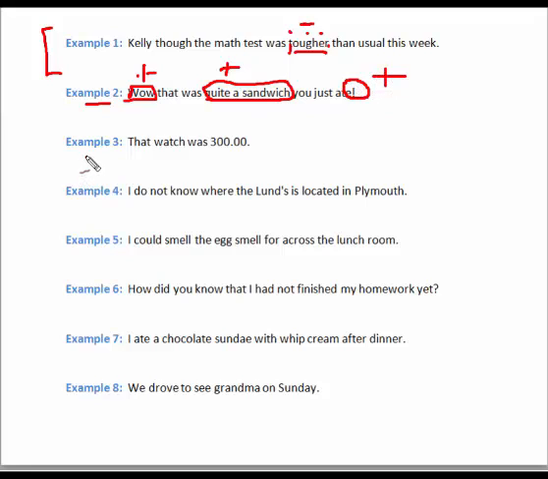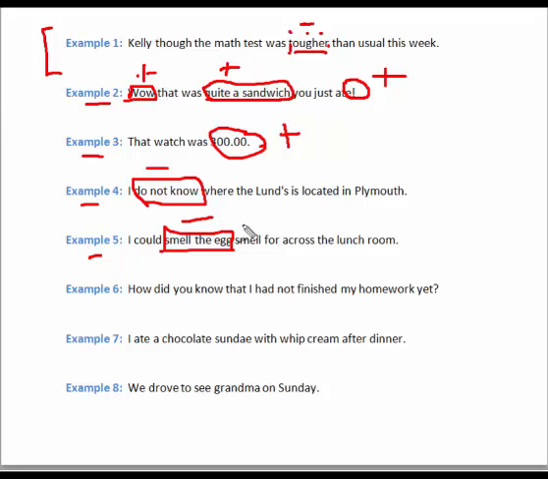When you're excited, positive. Example 3, that watch was $300. A $300 watch is probably a nice one. Example 4, I do not know where the Lunds in Plymouth is located. When you don't know, that is negative. Example 5, I could smell the egg smell from across the lunchroom. How does that smell? If you smell something all the way across the lunchroom, most of the time that's a distraction. That would be negative as well.